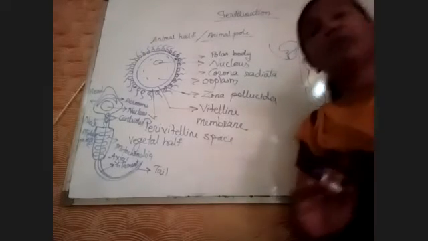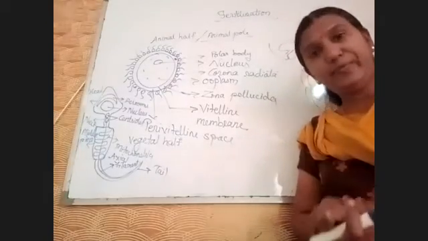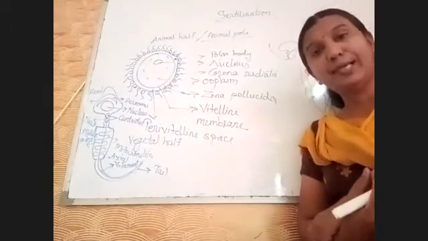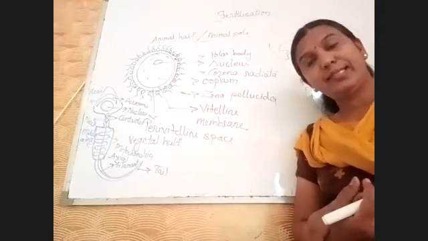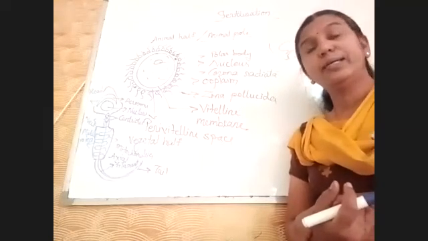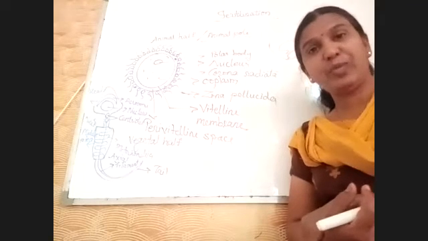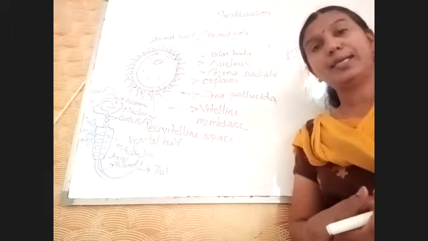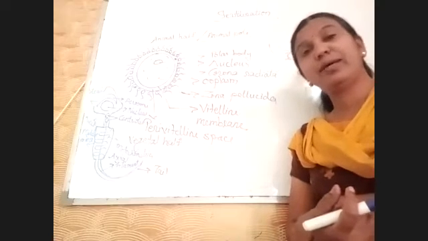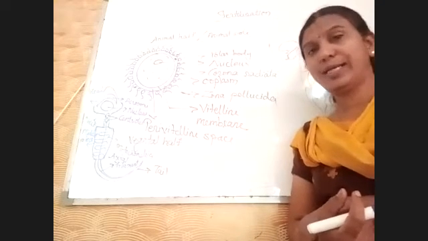So this ovum will remain alive, or fertile, only for 3 days, up to 72 hours. And if during this time sexual intercourse takes place, then and only then there will be chances of pregnancy. Otherwise, there will be no chance.